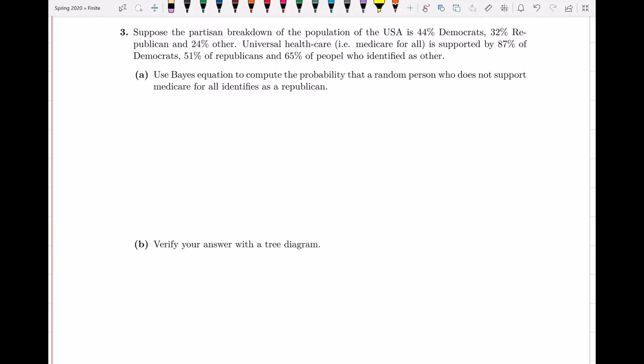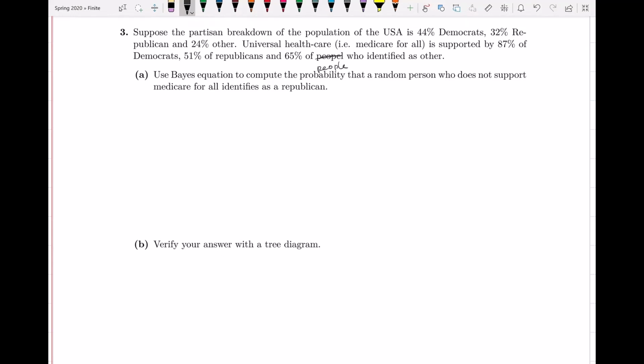All right. So the partisan breakdown is roughly 40% Democrats, 32% Republicans, these are people who self-identify in the survey, and 24% other. This is according to a survey I read. I don't really remember how accurate it was. All right, so now universal healthcare, also known as Medicare for All, is supported by 80% of Democrats, 51% of Republicans, and 65% of people who identified as other.